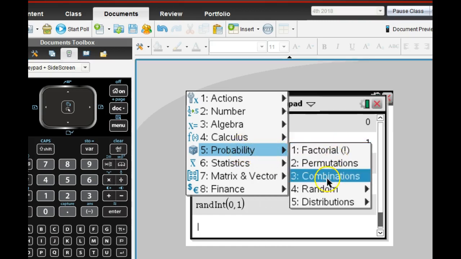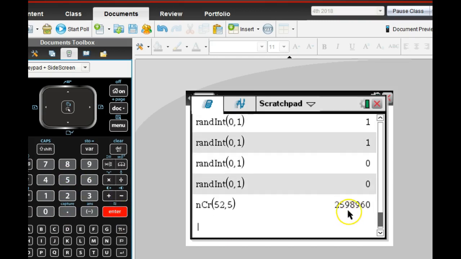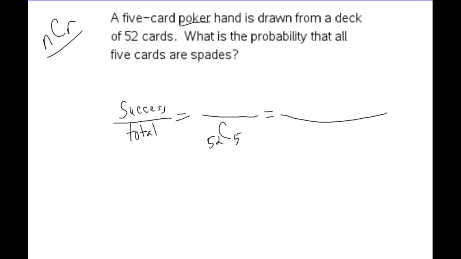And then it's a combination. NCR is a combination, so NCR, and you're going to say 52, comma 5. It should be over 2.5 million, I think. 2,598,960 or something like that. So that's the number. You have over 2.5 million hands that you get in poker.